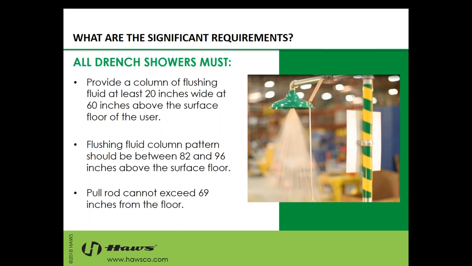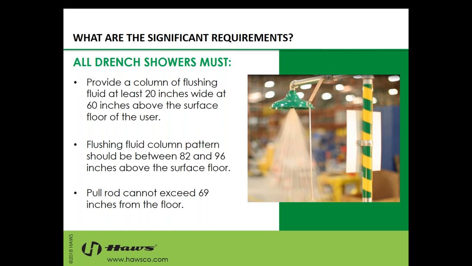Now, all drench showers, specifically, need to provide a column of flushing fluid at least 20 inches wide, average human shoulder-to-shoulder width, at 60 inches above the surface floor of the user, whatever floor they're standing on. Again, average human height, 20 inches wide, 60 inches above the ground is about our shoulder width. So we're just making sure that your entire body is covered by the spray of the shower head, that it's meeting these requirements so you have full body decontamination.